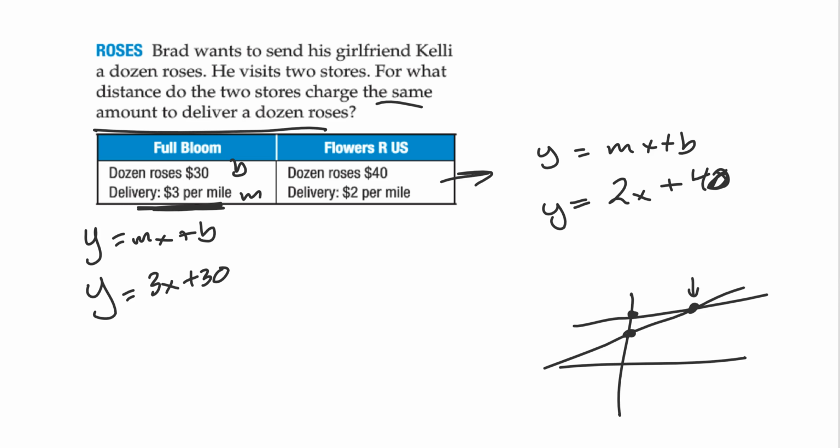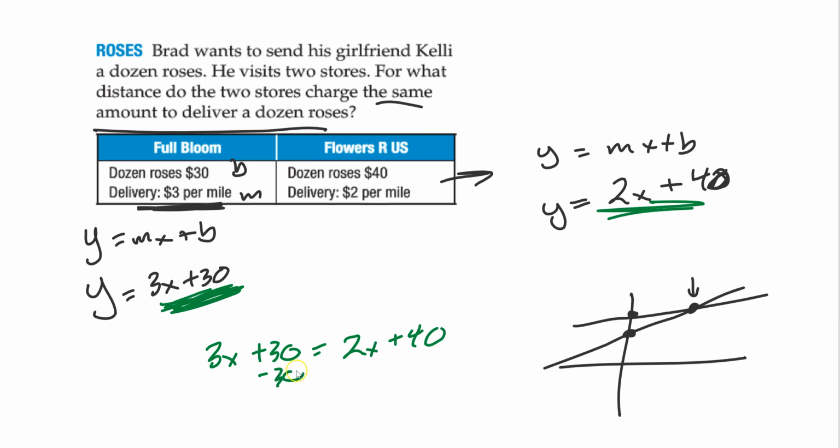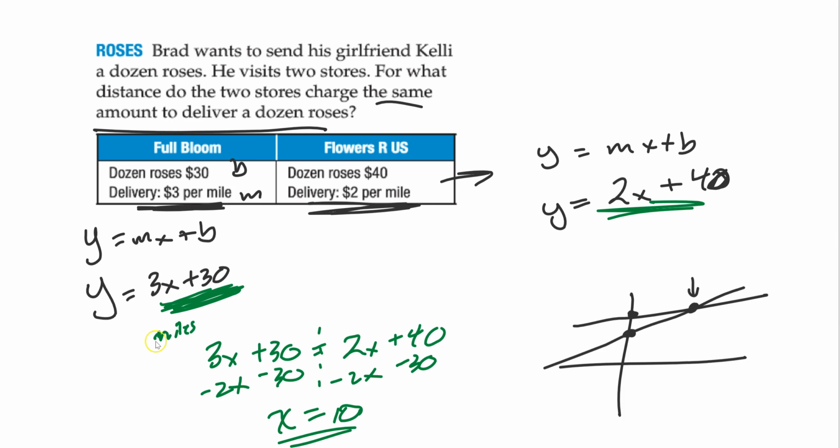Another way to do it is, well, I want to know when they charge the same amount. So what if I just set them equal to each other? Set this thing equal to that thing. And I can solve it that way. I do a little mathematics. Minus 30, minus 30, minus 2x, minus 2x. I get x equals 10. Now, x in this case was miles. Probably should have said that earlier. And y was cost. So at 10 miles, they cost the same. So that's how I figure out if they cost the same.